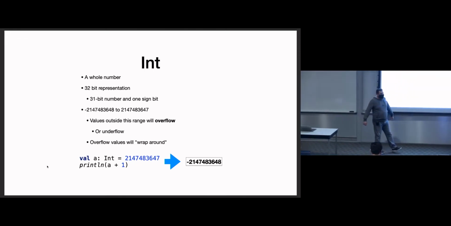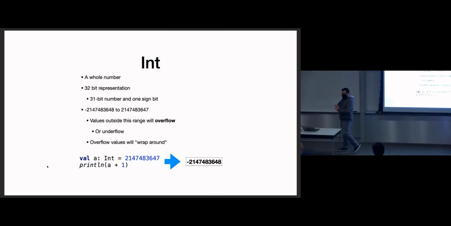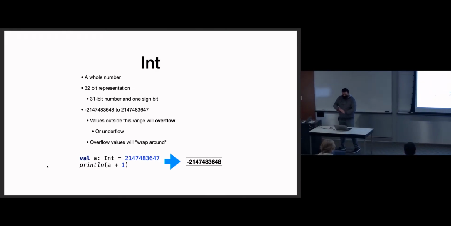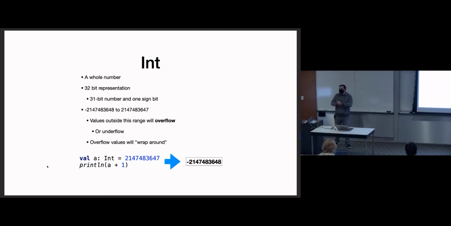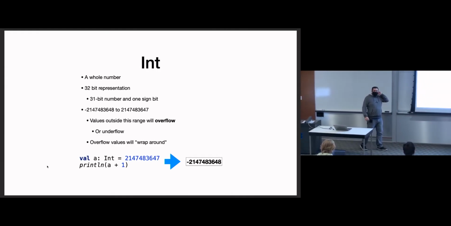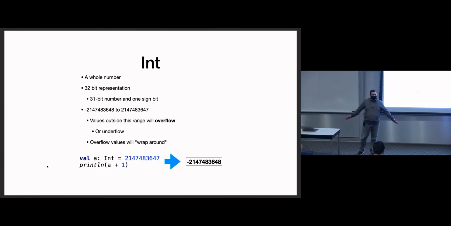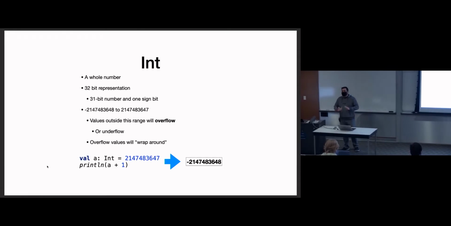Int, you'll see this a lot throughout the semester. Most tasks that deal with integer values will use int as opposed to the next one on the next slide, which is long. An int is a whole number. It has to be a whole number. It cannot have any decimal portion. Integers are represented by 32 bits. In Scala, at least; in different languages, ints might be 64. In Scala, they are 32-bit representations.